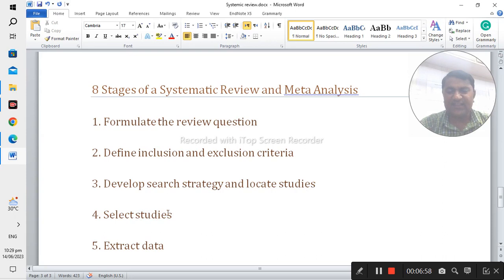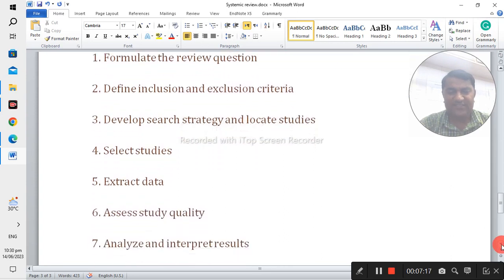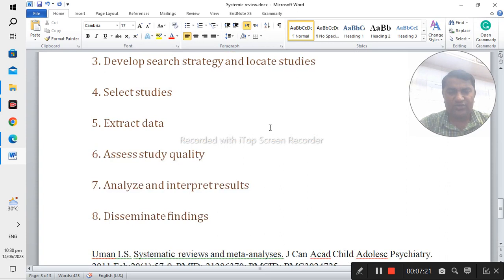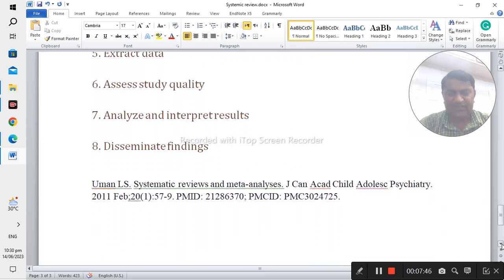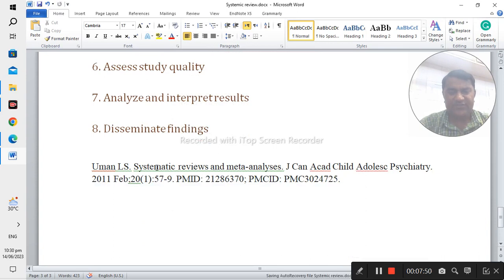Then select the studies. You should select some studies from the large number of collected research articles. After selecting the studies, you should try to extract the data. After extracting the data, you should decide which statistical test is important. Then you should assess the study quality, analyze and interpret the results, and disseminate the findings. And here you can see the reference, and you can also study by this reference.